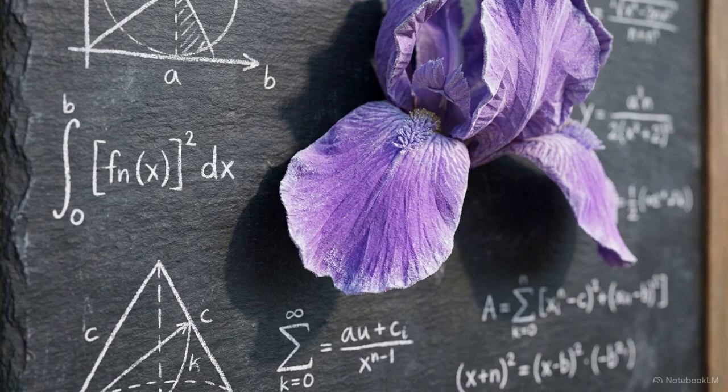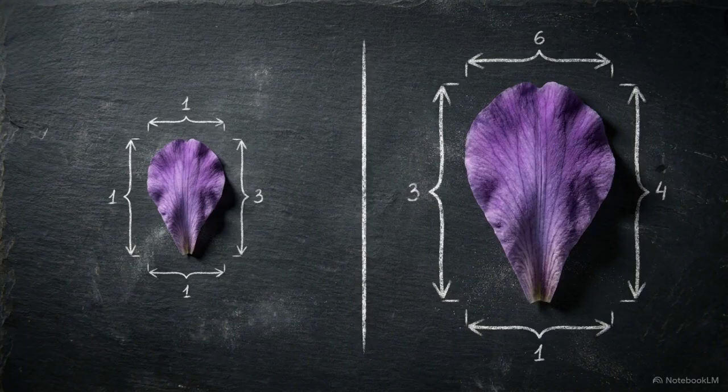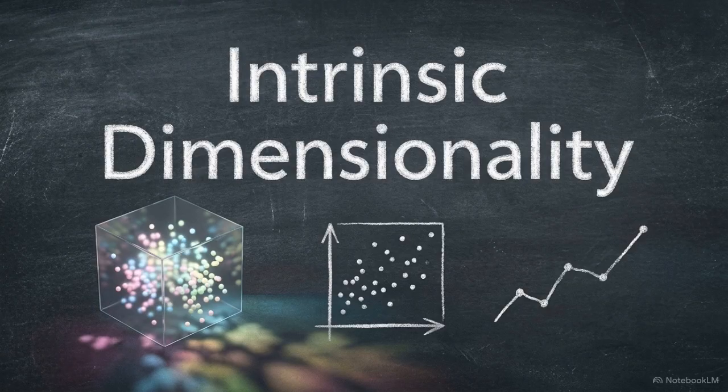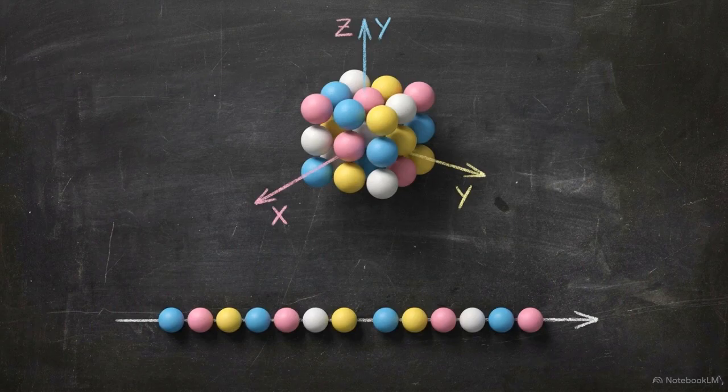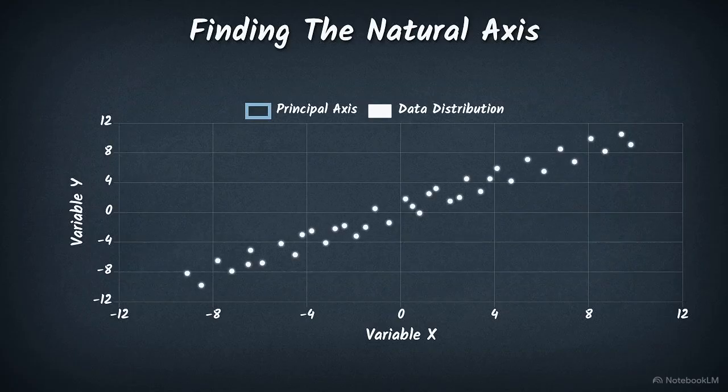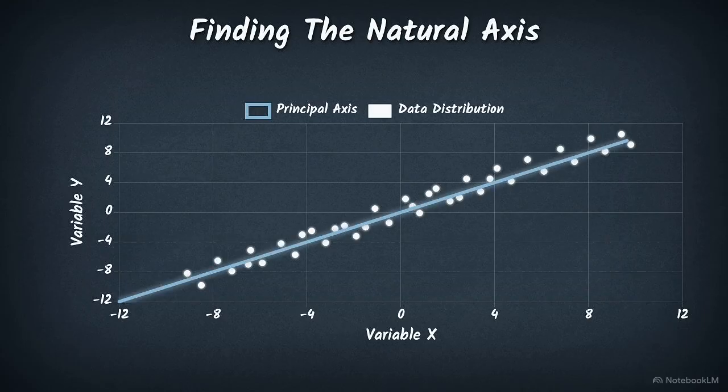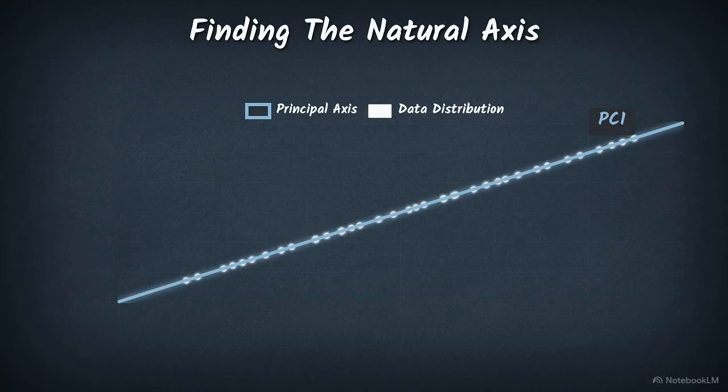This redundancy appears throughout real-world biology. In the iris flower dataset, a flower's petal length and its petal width are similarly correlated. They grow in proportion to one another. This reveals the intrinsic dimensionality of a dataset, the true lower number of independent variables required to describe the data accurately. PCA automatically identifies this intrinsic dimensionality by finding the natural axes of the data and discarding the redundant dimensions.